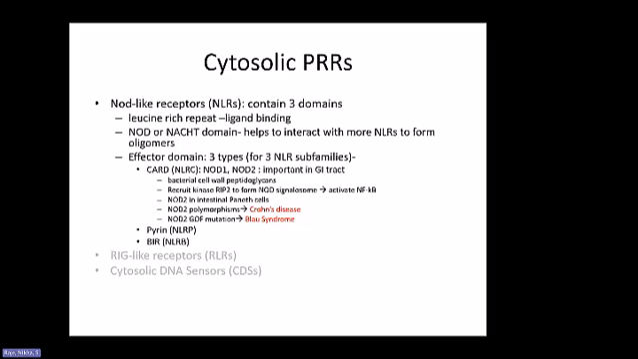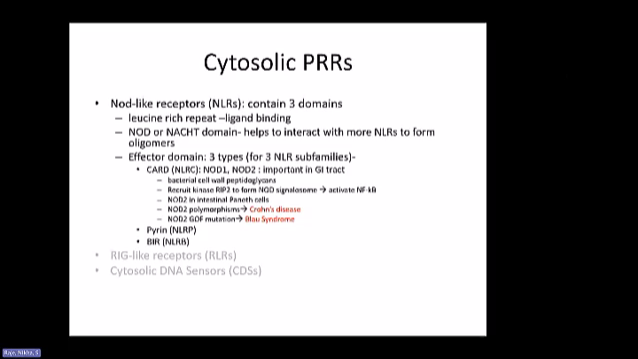The NOD domain helps to form the oligomers, so interaction between various NLRs. And then the effector domain is different for some of these groups: CARD, or pyrin, or BIR. So CARD domain NLRCs, a couple of them that are known are NOD1 and NOD2. These are important in the GI tract. So they might be in the cytoplasm of GI tract cells.